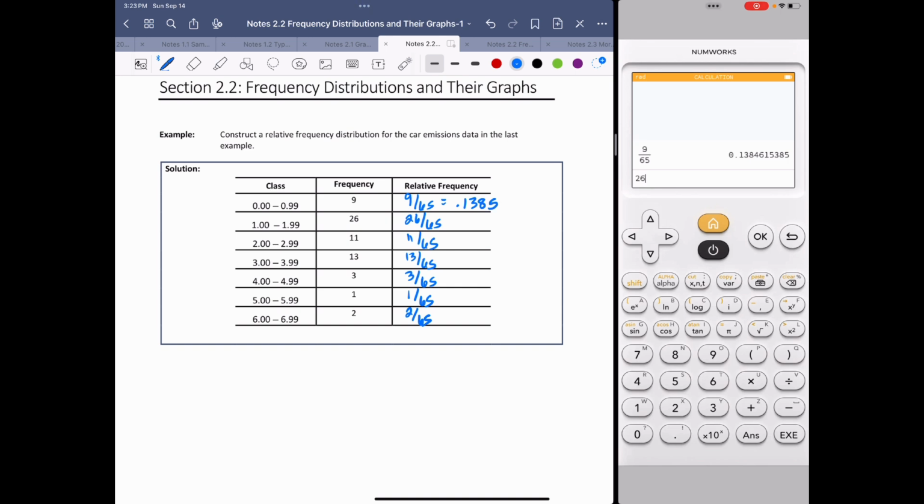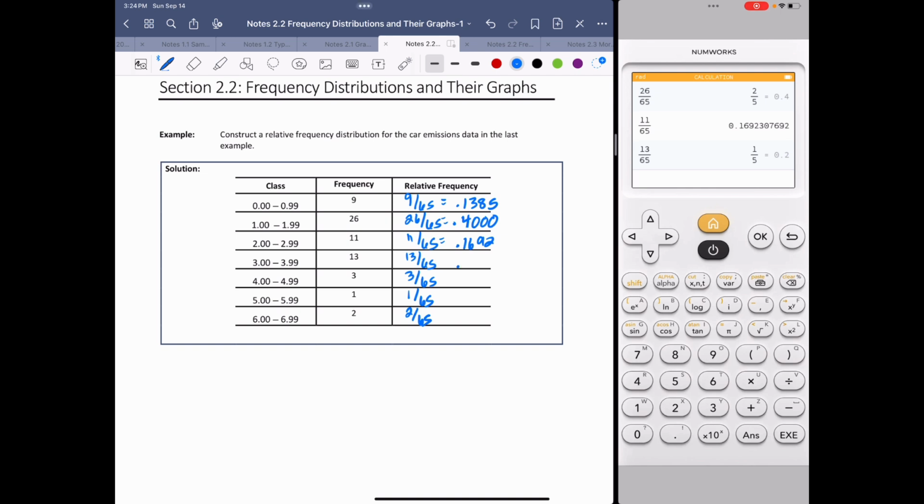My next one is 26 over 65. You can either put that as 0.4 and all the zeros if you want, or just 0.4. If you want to put all of the zeros to make it have the 4 decimals, that's fine too. 11 over 65 is 0.1692.